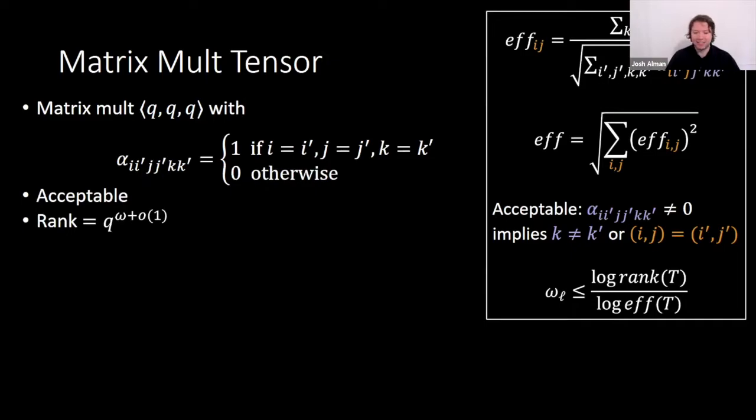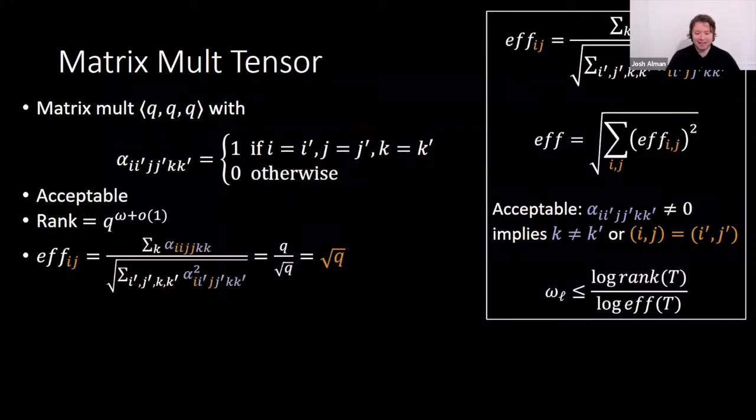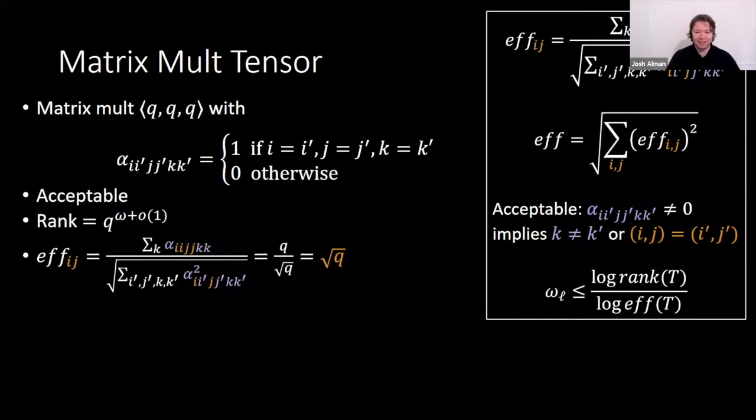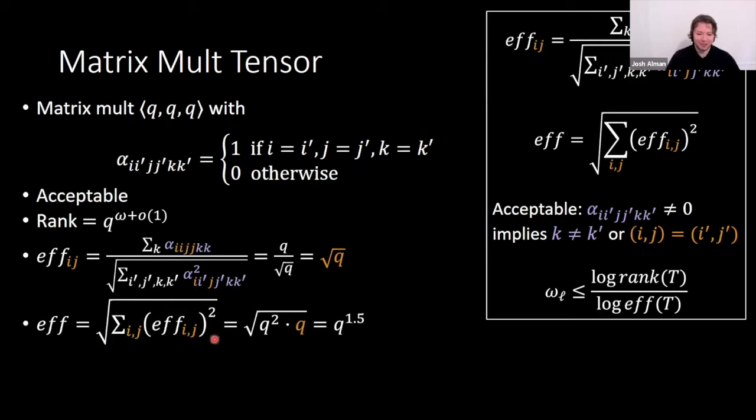So let's compute its efficacies. For any particular entry ij, its efficacy is the same. The sum of the terms that are supposed to appear, there's q of them, with a coefficient of 1. So the numerator is q. And in the denominator, those are the only terms that appear, so it's the square root of the sum of q ones. So the denominator is square root of q. So the efficacy for an entry is square root of q. Then the efficacy for the whole tensor is again the L2 norm of all these. There's q squared things we're summing over, and each of their squared efficacy is q. So it's q to the 1.5.